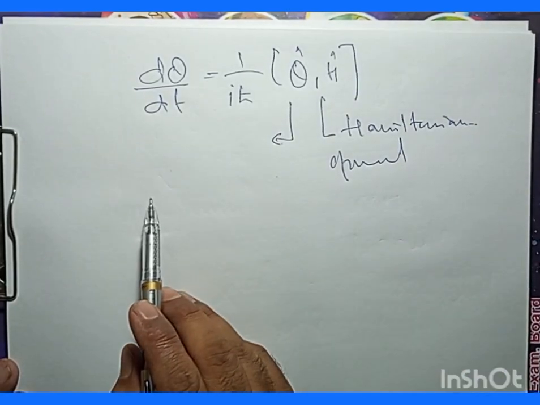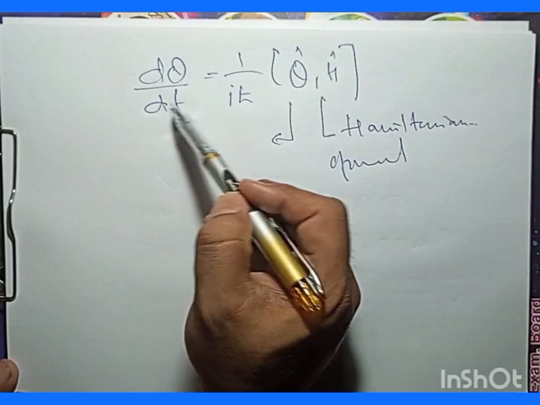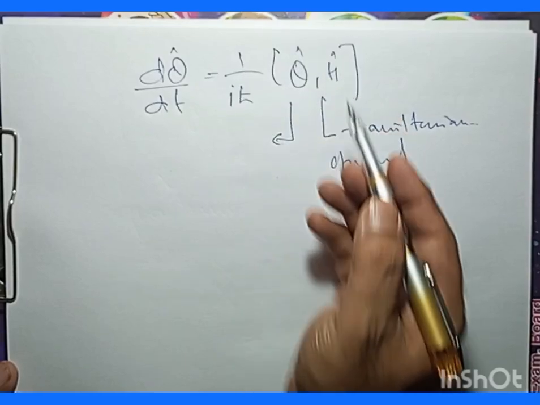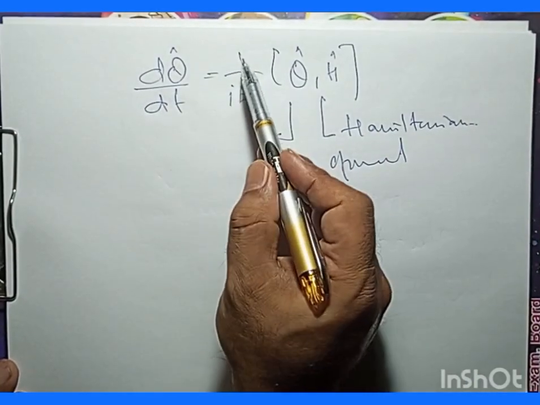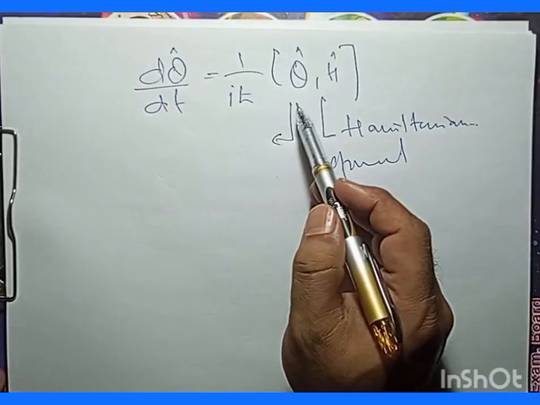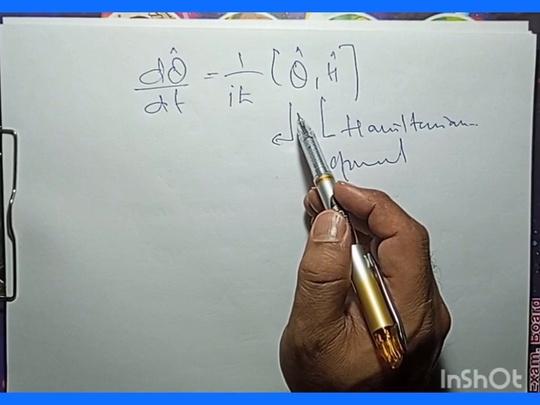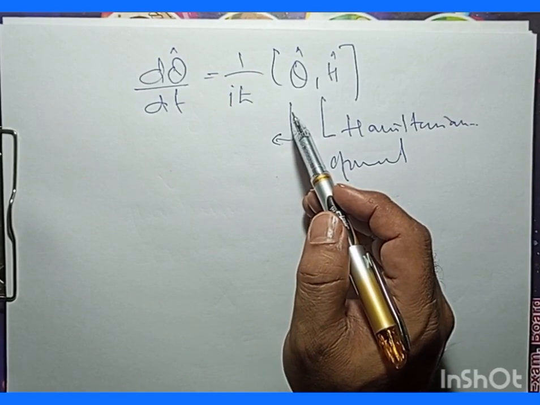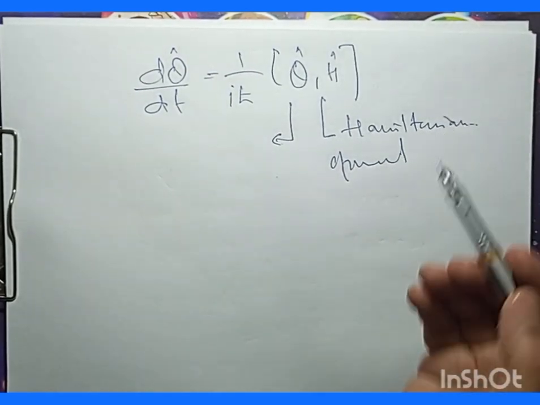So what does this signify? That the rate of change of this observable q is equal to 1 by i h cross times the commutator of q and h, and this equation is a representative of the equation of motion.